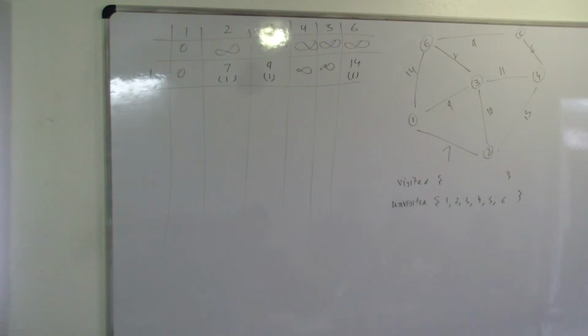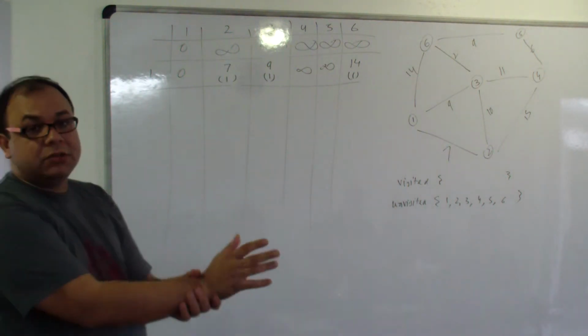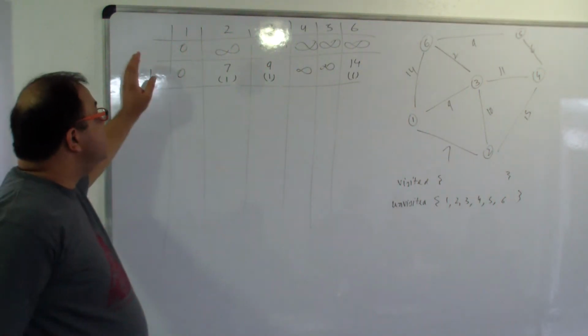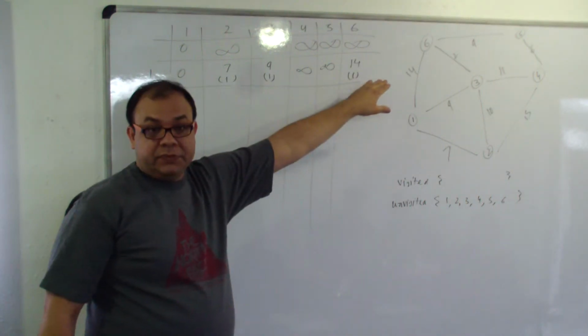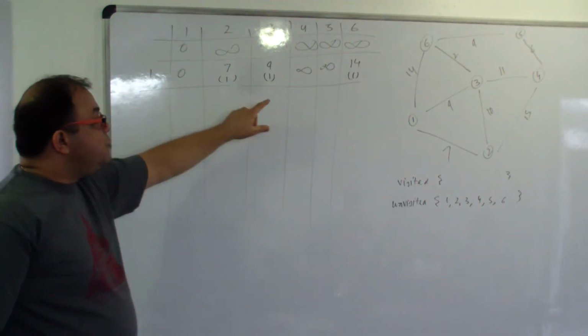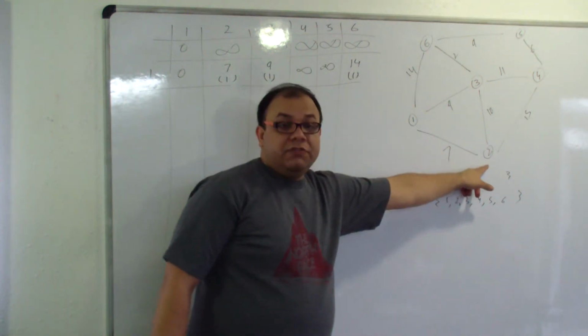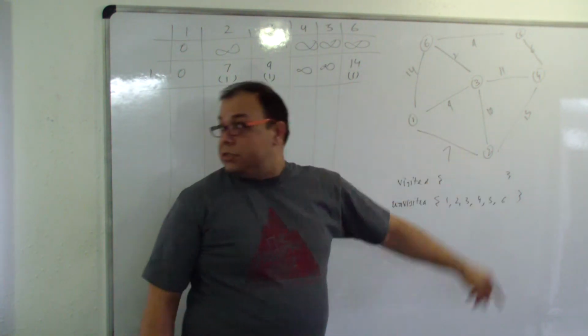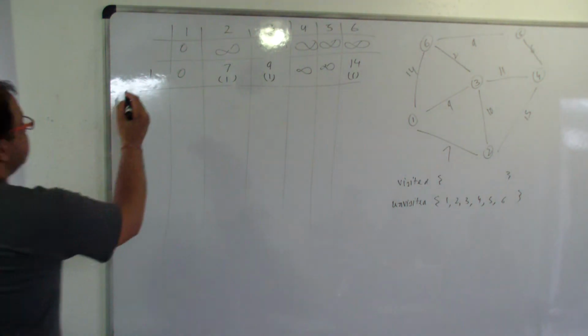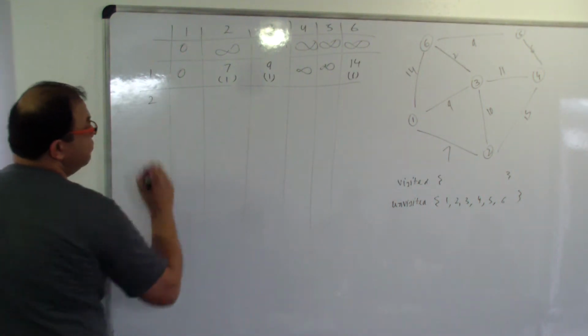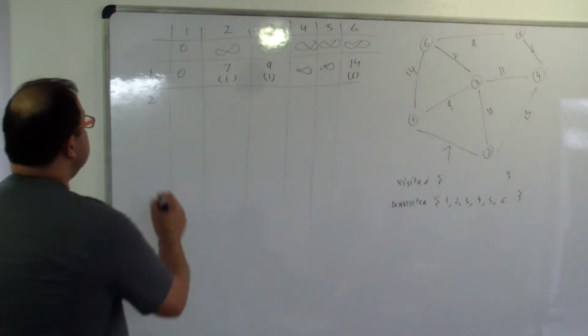Now we actually have to, or the greedy algorithm, whatever you want to call it. So we'll see which one is the shortest amongst these. 7. So which means that from 1 to 2, if we go, that is the shortest or the cheapest one. Right. So the next step we will do is 2. We'll start with 2.